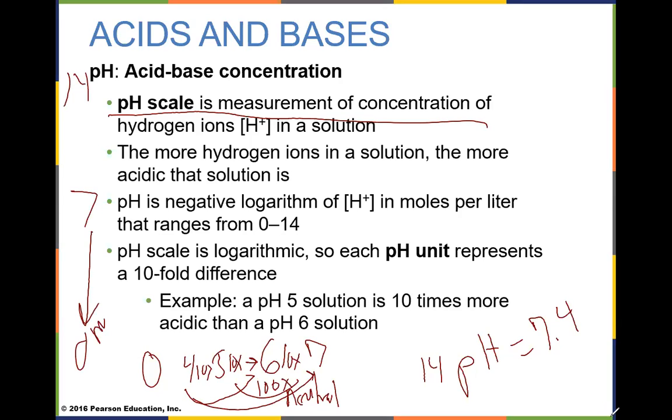As you get down the scale from 14 to 0, 7 is neutral, you get more and more acidic as you move down here. The lower the number is on the pH scale, the more acidic you are. The higher the number is, the more basic you are. So each change in a number, either going up the scale or going down the scale, indicates a 10-fold change. A pH of 8 is 10 times more basic than a pH of 7. A pH of 9 is 10 times more basic than a pH of 8, and 100 times more basic than a pH of 7.